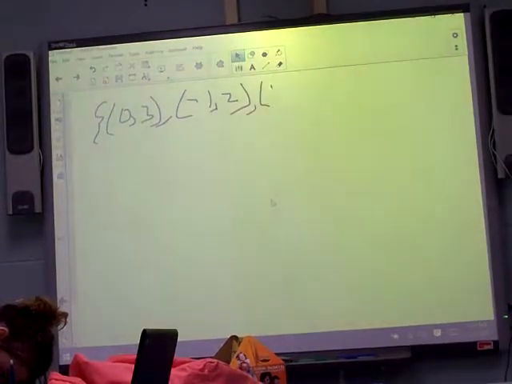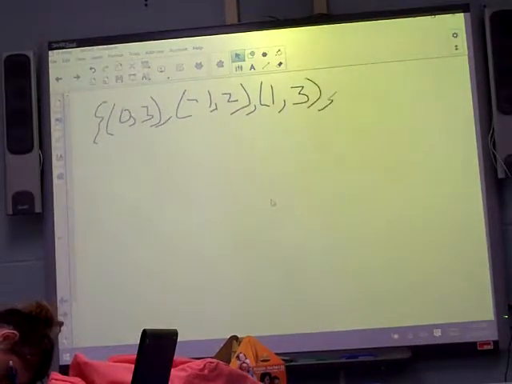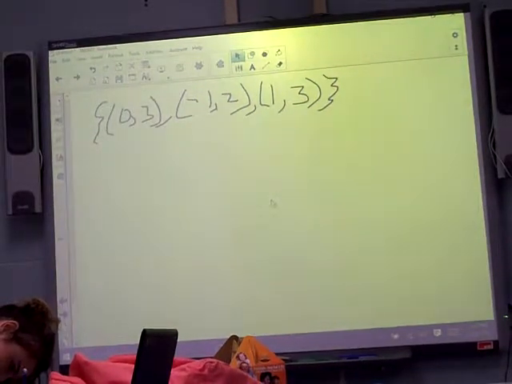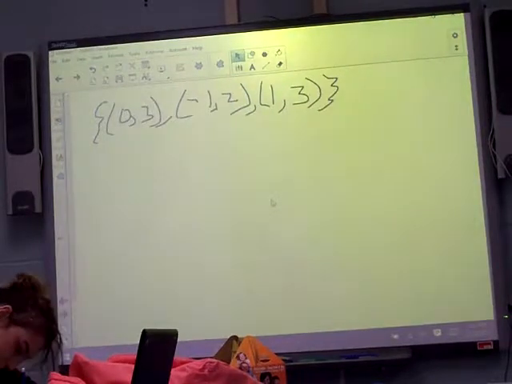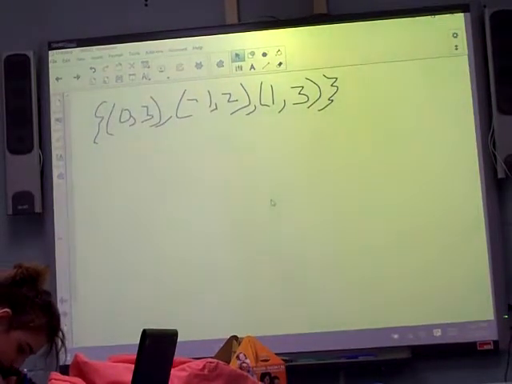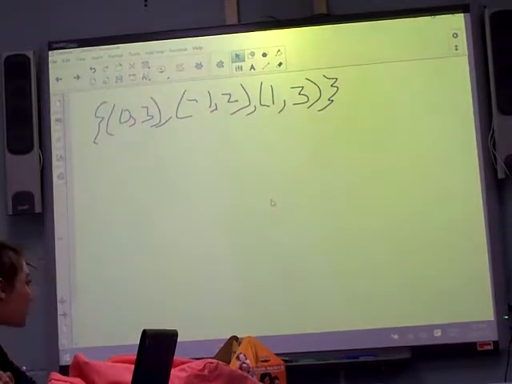Here I've got the relation that has (0, 3), (-1, 2), and (1, 3). Now, some of y'all will already be able to answer this without drawing the mapping, and that's great. I'm going to draw it. The question's the same. Determine whether that function is 1 to 1. If it is, write the inverse.